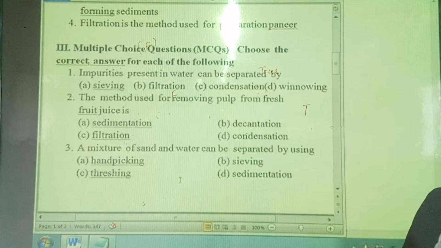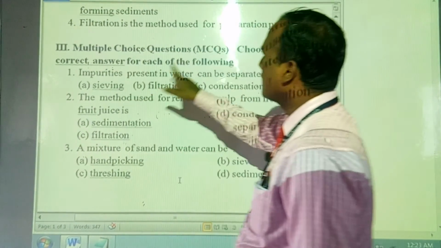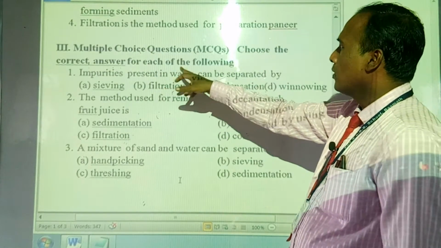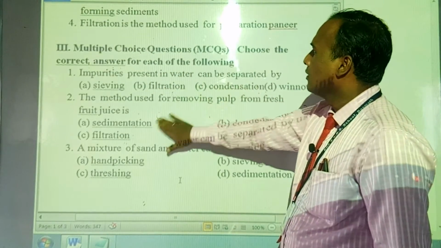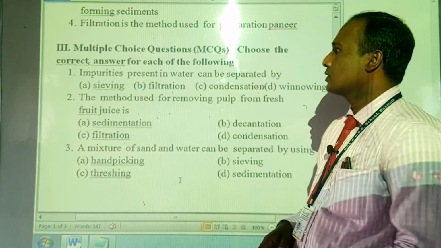Third part, students, now we will discuss it. Now the second part is over. Now the third part, multiple choice questions, students. So now we will see, read the questions, multiple choice questions, MCQs. Choose the correct answer for each of the following. ये जो क्वेश्चन है उसका 4 ऑप्शन है, उससे तुम निकालना है क्या है करेक्ट आंसर.